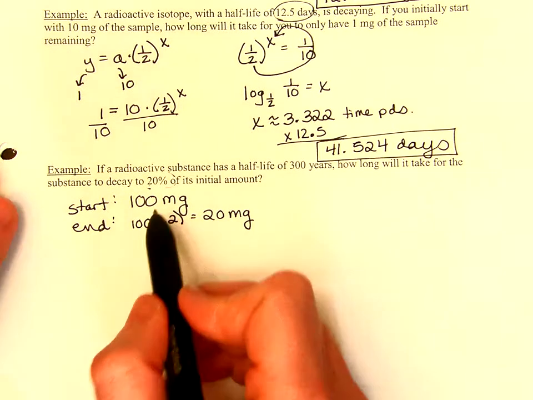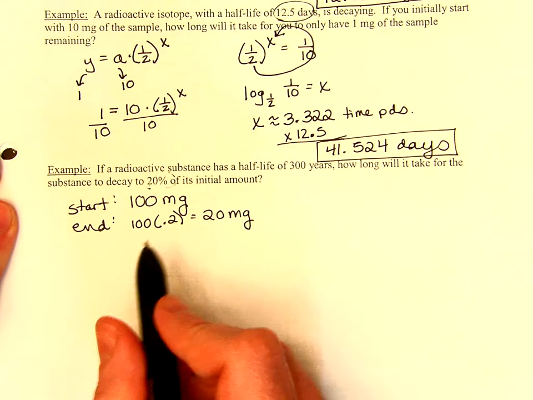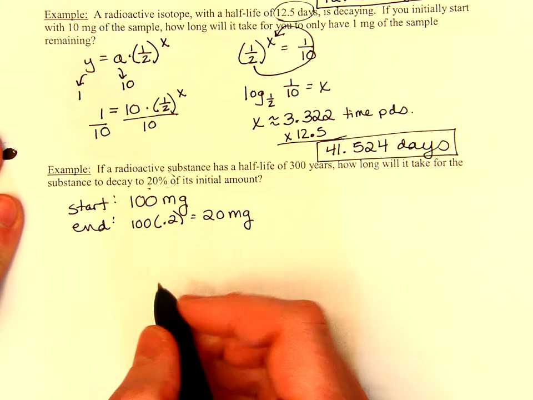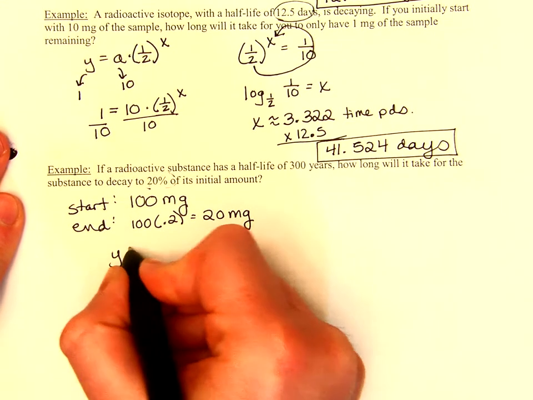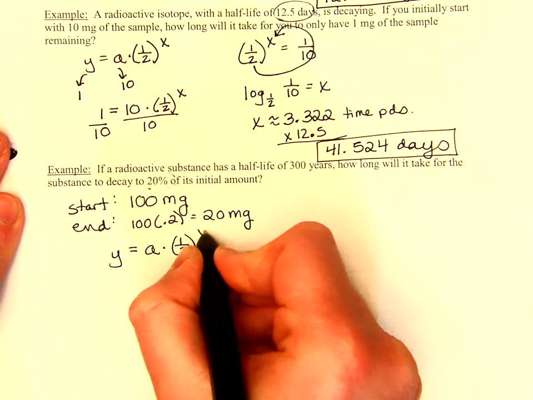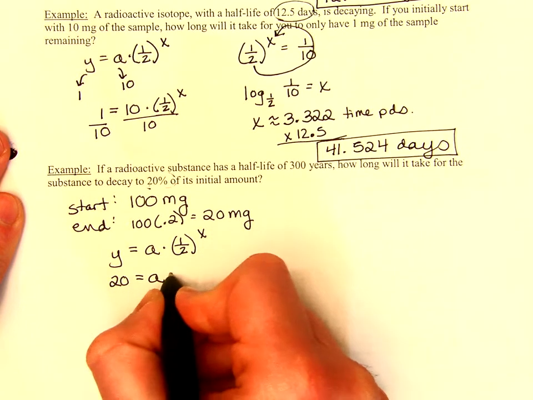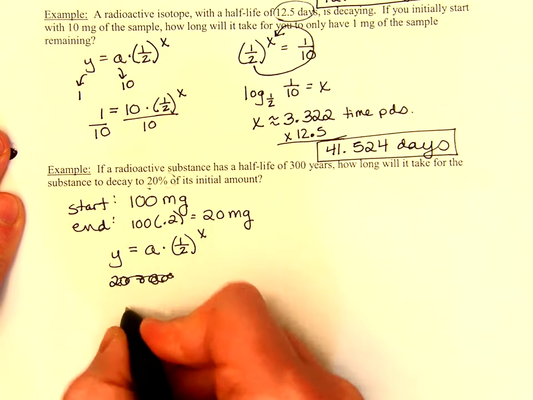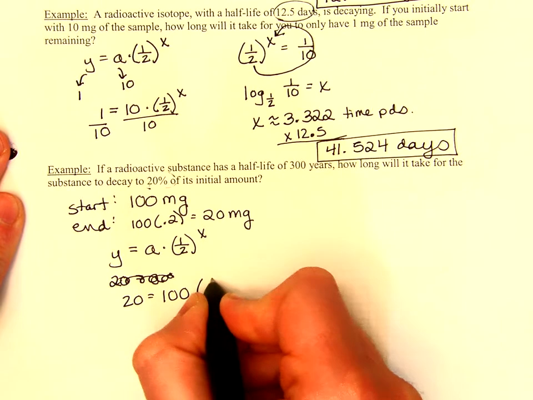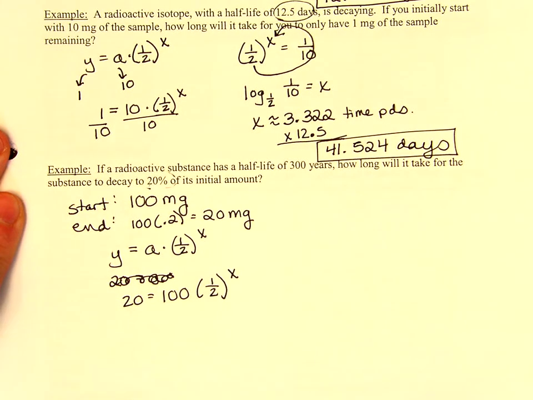I just made up a starting amount. I figured out the ending amount based on that. And again, you're going to see in a minute why it doesn't matter what I started with. It will work out no matter what you use. If I use my formula, y equals a times a half raised to the x, I'm going to say 20 equals 100 times 1/2 raised to the x.